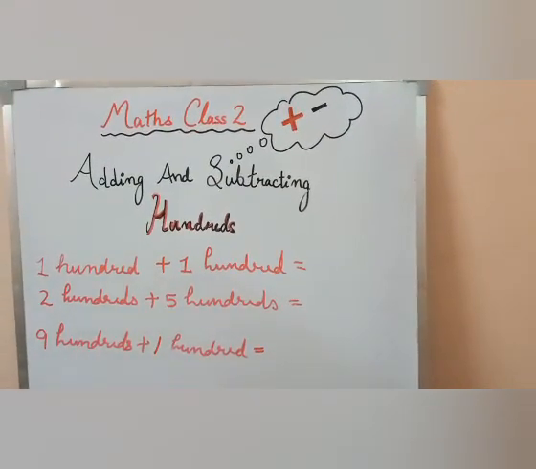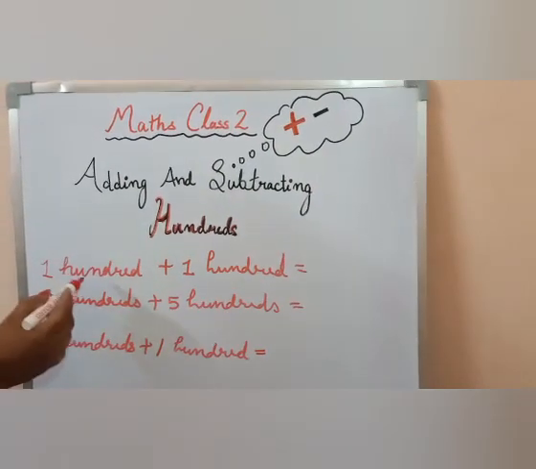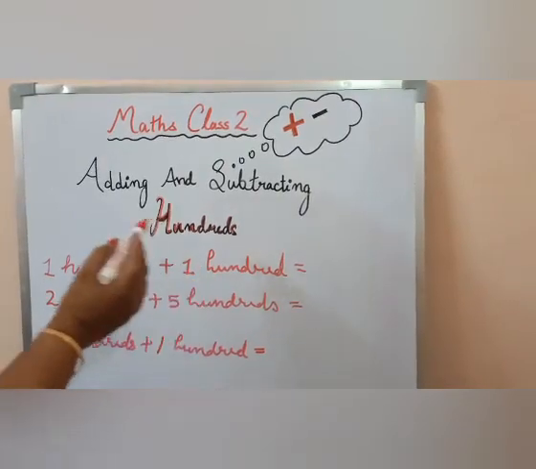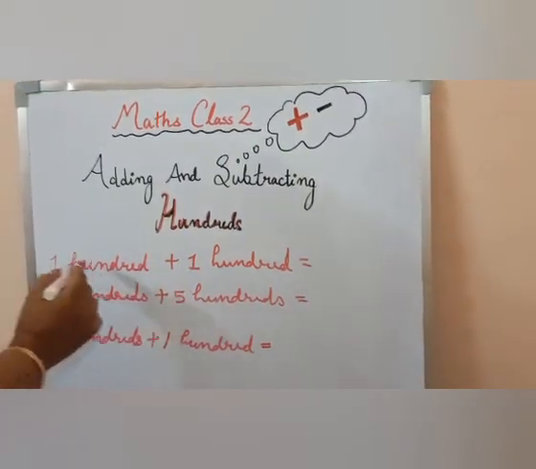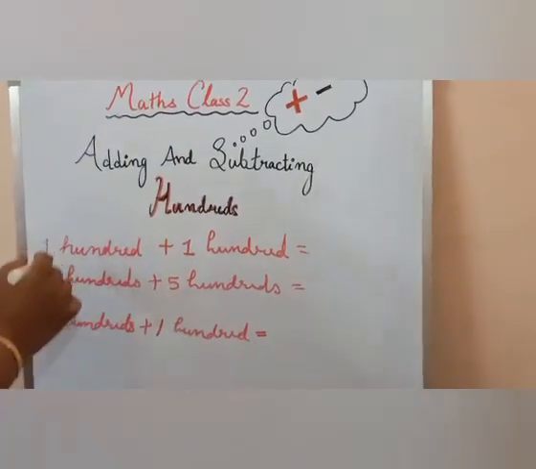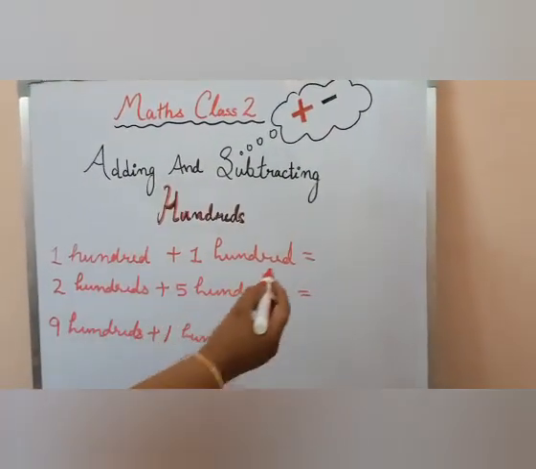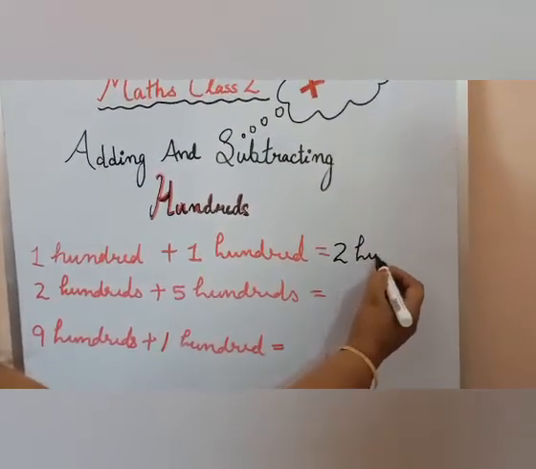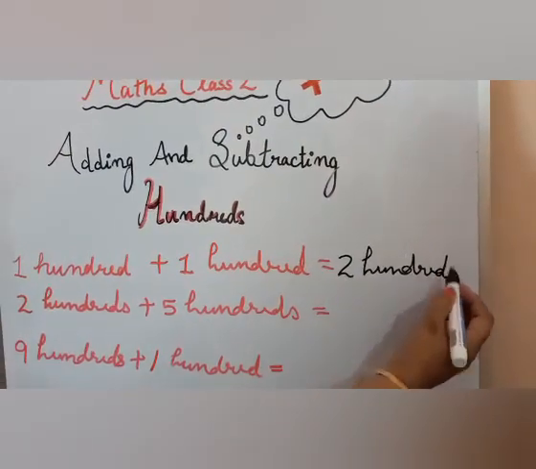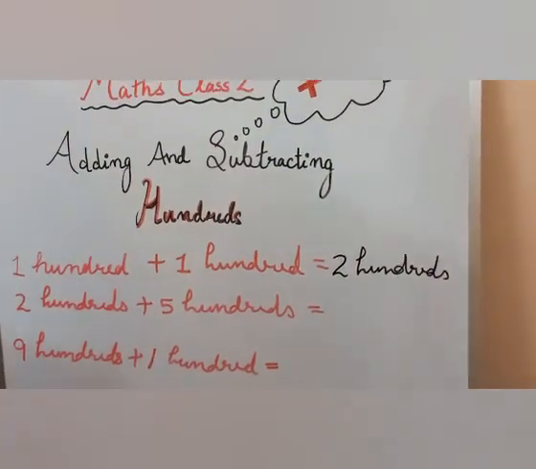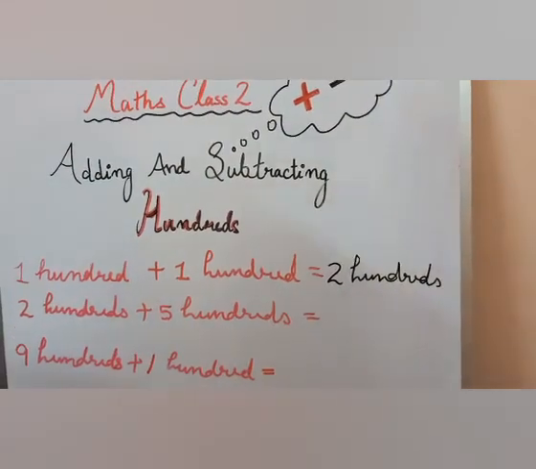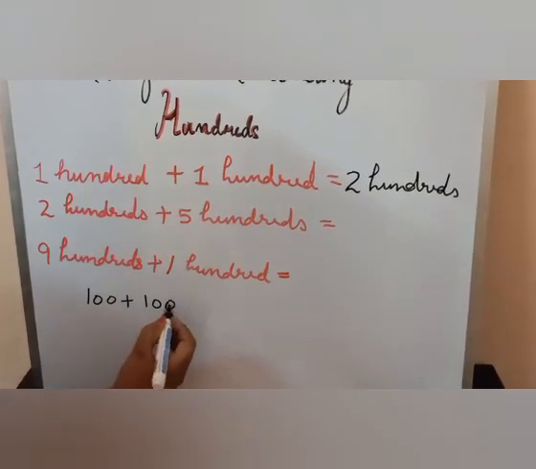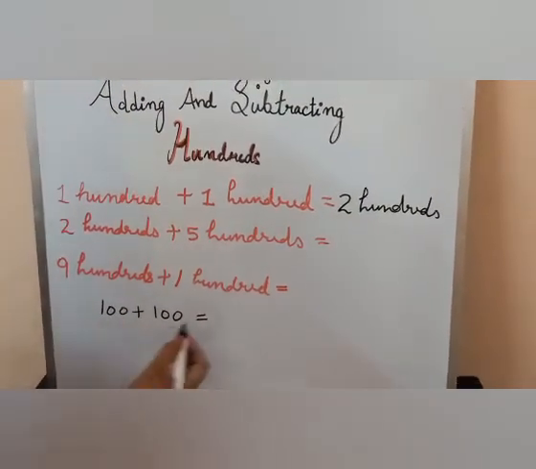The first example is 100 plus 100. We have to add the hundreds here. So on both places 100 and 100. When we add 100 with 100, we get 200s. The answer is 200s. Or in another way, we can write this 100 in numbers also. 100 plus 100. The answer is 200.